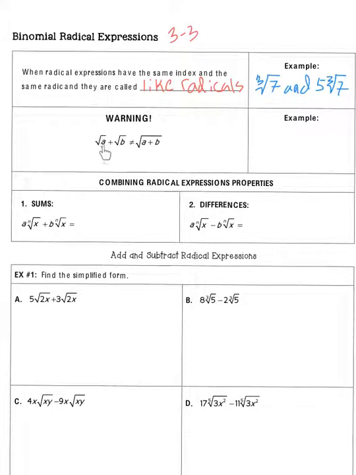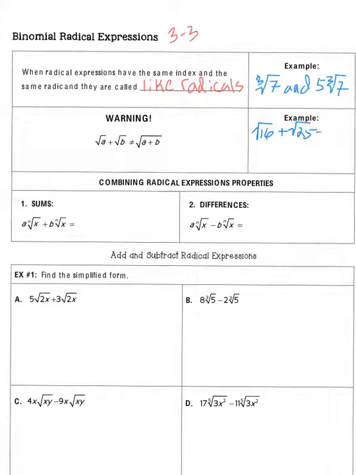You cannot take the square root of a, which has a different radicand, they both have the same index, and add the square root of b, and take those and put them underneath the same radical and add them together. You could do that with multiplication, but you cannot do that with addition. For example, what if I had the square root of 16 and I added to that the square root of 25?